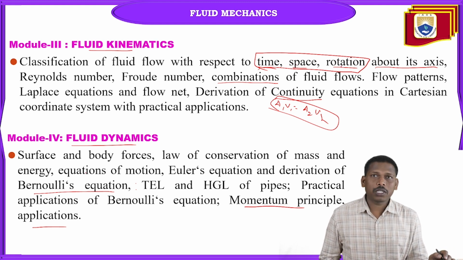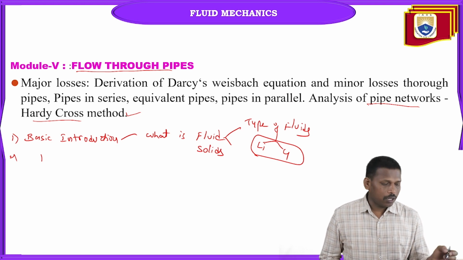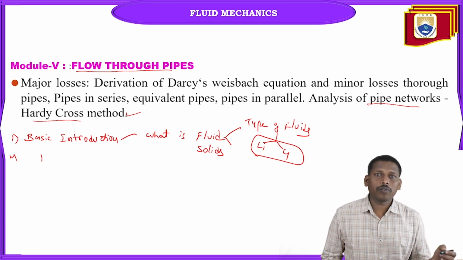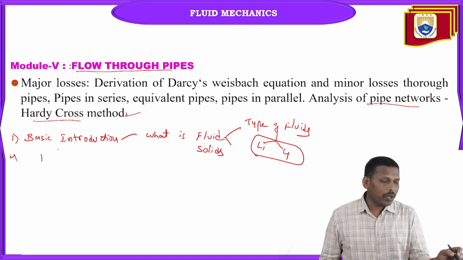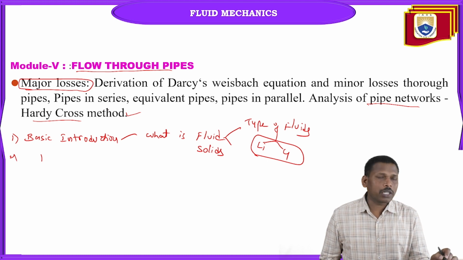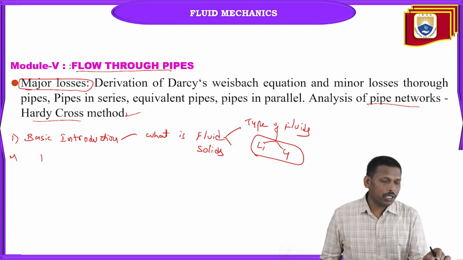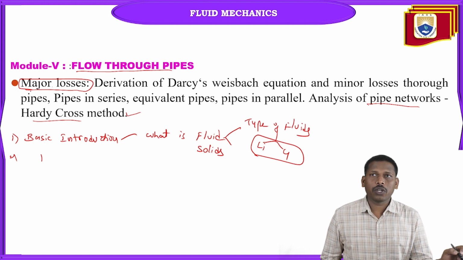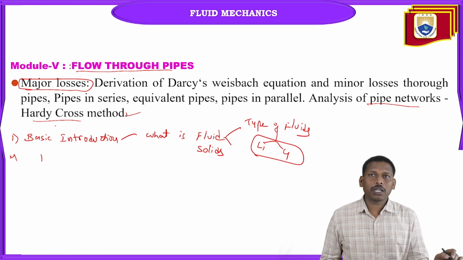And module 4 is about dynamics. We will discuss here surface and body forces which are acting on the fluid. While those forces are acting on the fluid, how will the fluid behave, that also we will discuss in module 4. And coming to module 5, we will focus on major losses when fluid flows through pipes, how to calculate those and how to reduce those. Also we will discuss the pipe network method using the Hardy Cross method. These are the major topics that we are going to discuss in this module 5.